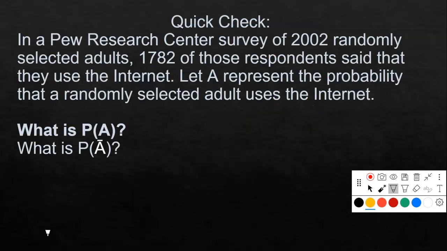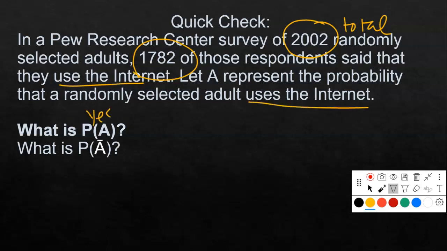So this example is related to another survey by the Pew Research Center. 2,002 people were surveyed, so that's your total, and 1,782 said that they use the internet. So A represents that they do use the internet, so that's yes. And this probability would represent the probability that A doesn't occur, so they don't use the internet.